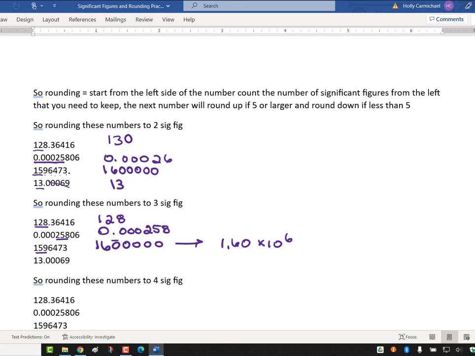In this one, three significant figures rounding. So the 1, the 3, and the first 0 I would keep. All the rest of those would drop off. So this would be 13.0.